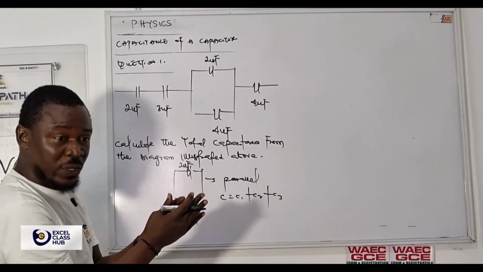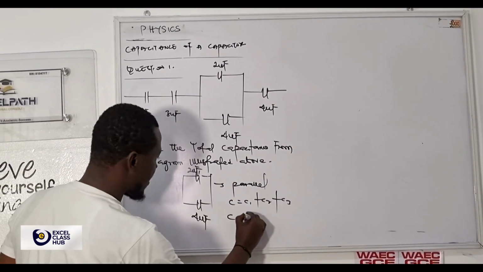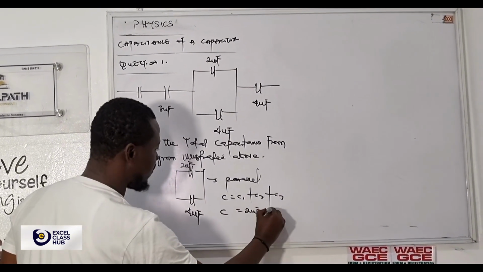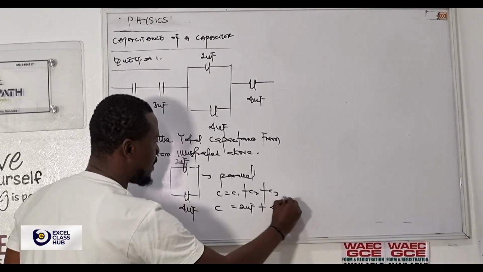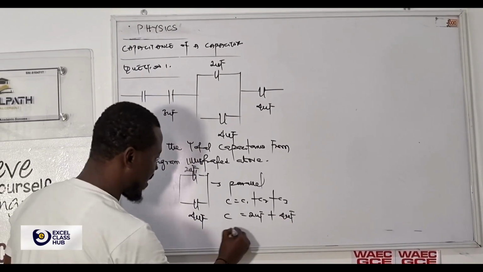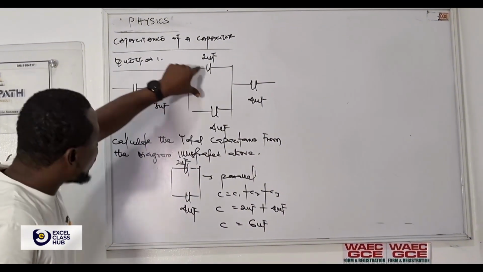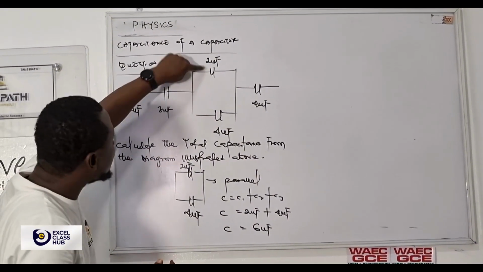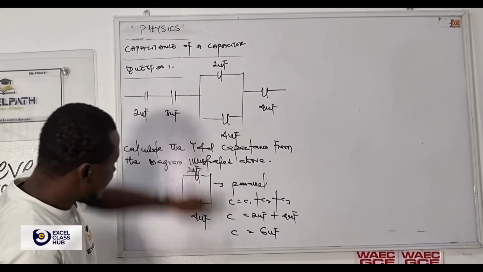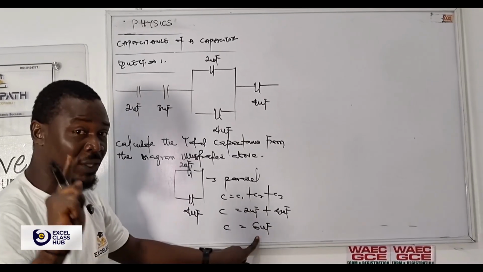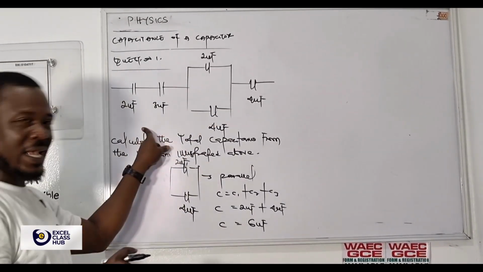Whenever you have anything in parallel, since you have these 2 microfarad and this 4 microfarad, that means I have to sum the 2 together, which is going to be C equals 2 microfarad plus 4 microfarad. So my final answer here will be 6 microfarad for this one at the middle. You can see that I've resolved these 2 and 4, giving me 6 microfarad.